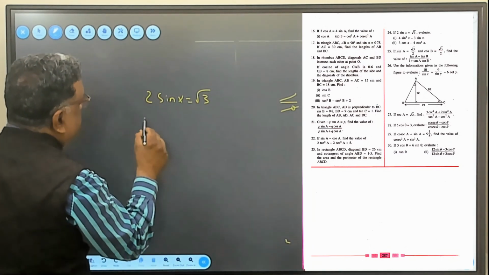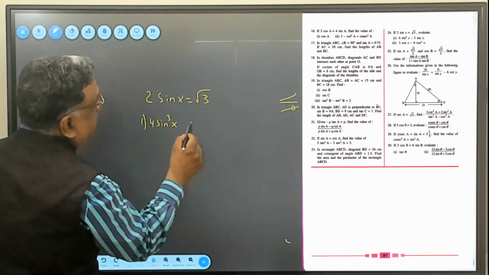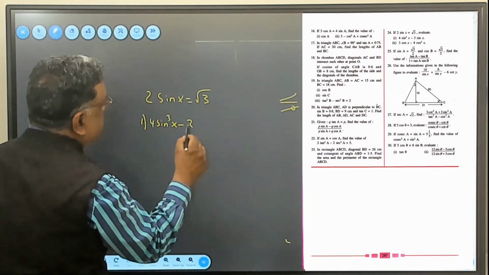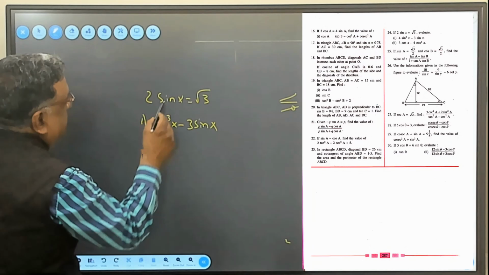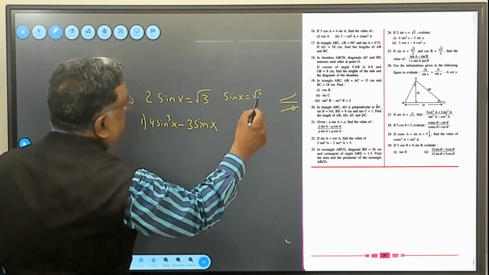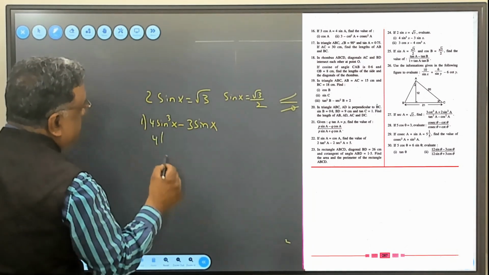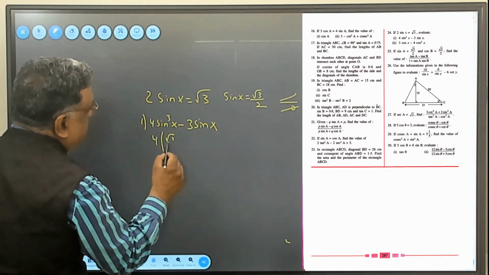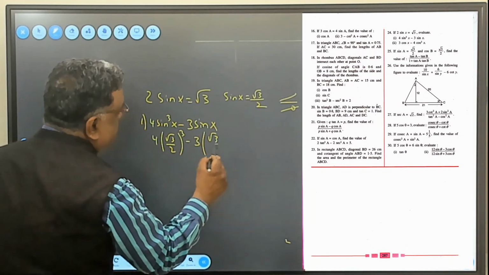Evaluate. First is 4 sin cube x minus 3 sin x. So let us find out this first. So from this, what will be sin x? Sin x will be root 3 upon 2. I'll take 2 down. So what will this become? Sin cube x, that is root 3 upon 2 the whole cube, minus sin x, that is root 3 upon 2.